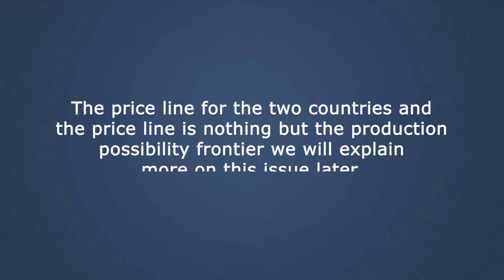Now, if you use your knowledge of drawing the budget line from microeconomics and use the principle here, and you draw the budget line kind of thing, then what you are going to get is the price line. It is the price line for the two countries, and the price line is nothing but the production possibility frontier.